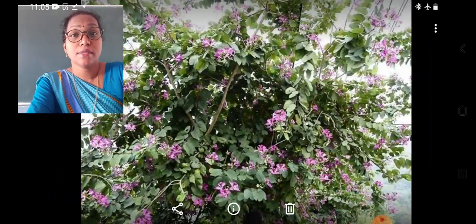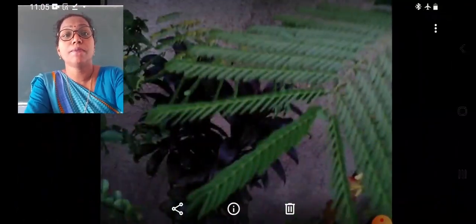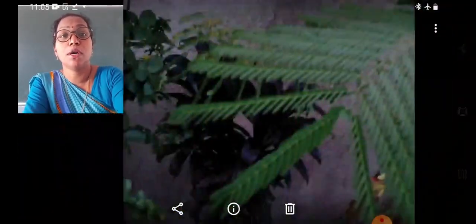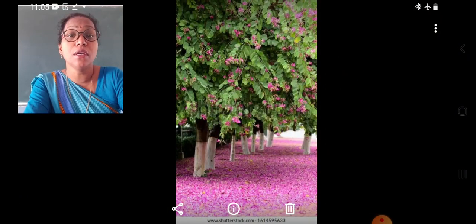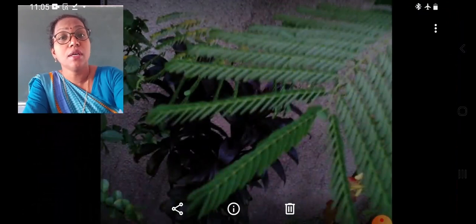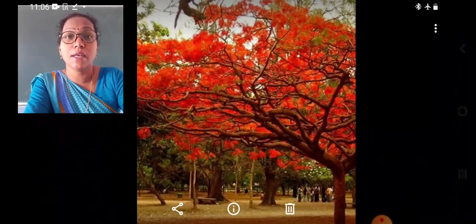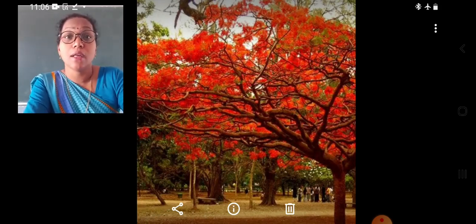The trees such as the camel's foot tree and the gulmohar. This is the gulmohar and this is the camel's foot tree. These trees droop their leaves at night. They fold their leaves at night. These are the leaves of gulmohar. They droop their leaves at night. From this we can understand that plants also show their response towards light.